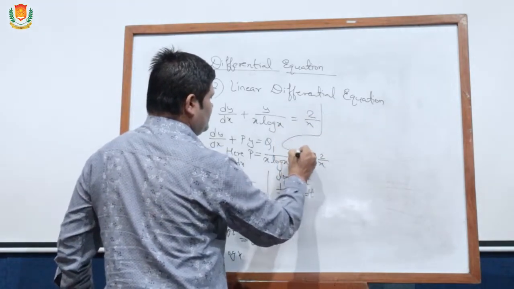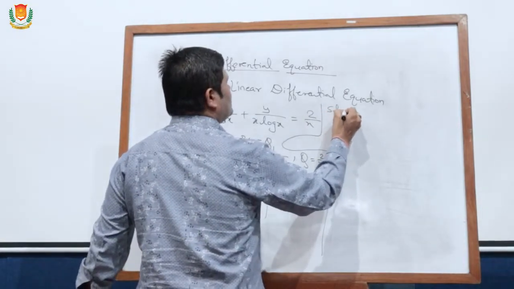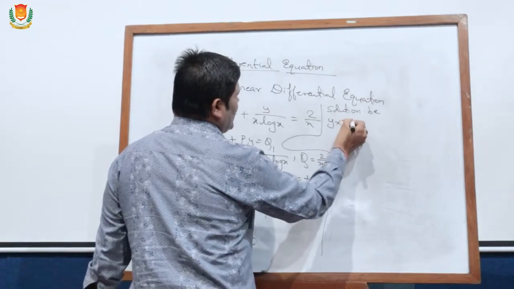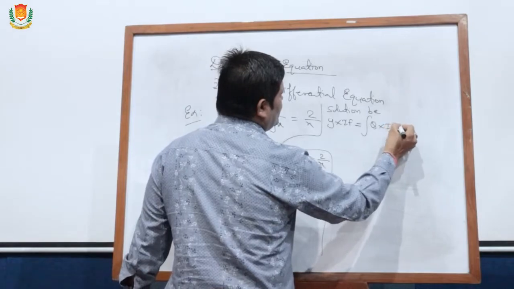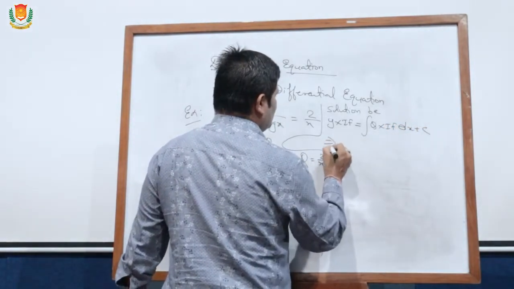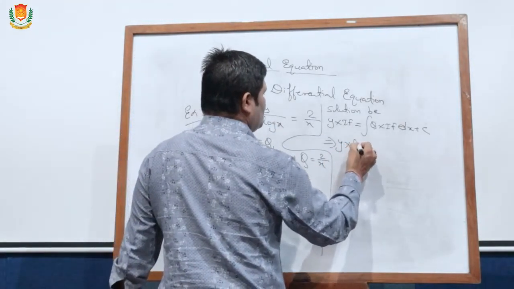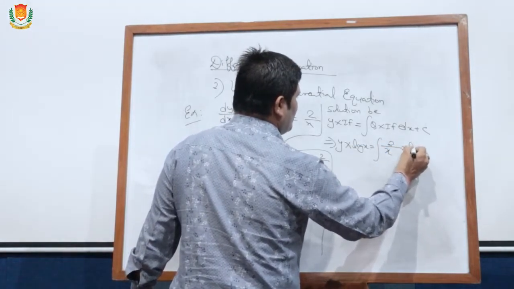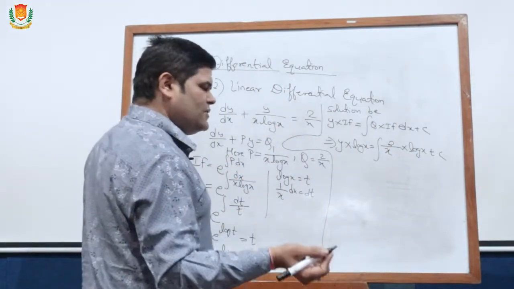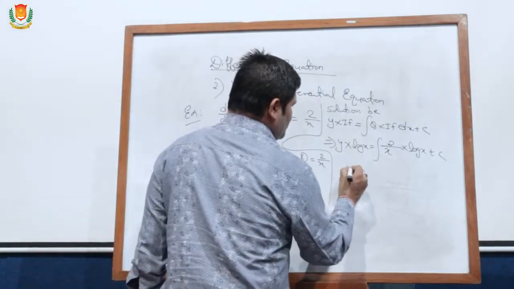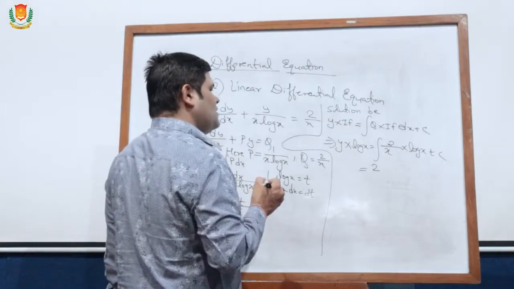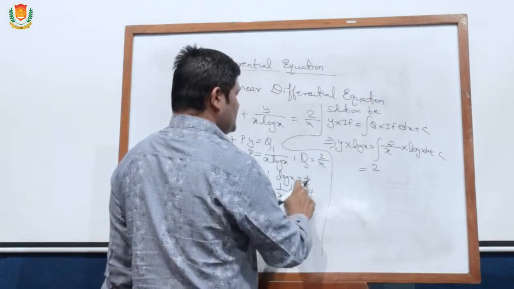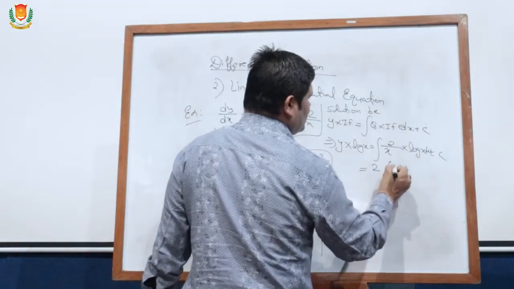Now we solve it. What is the solution of this equation? The solution is y into IF equals integration Q into IF dx plus c. So y into log x equals integration of 2 upon x into log x dx plus c. Here we need to integrate it. Very simple, we put log x as t, so the 2 comes out, dx upon x is dt, and log x is t, plus c.